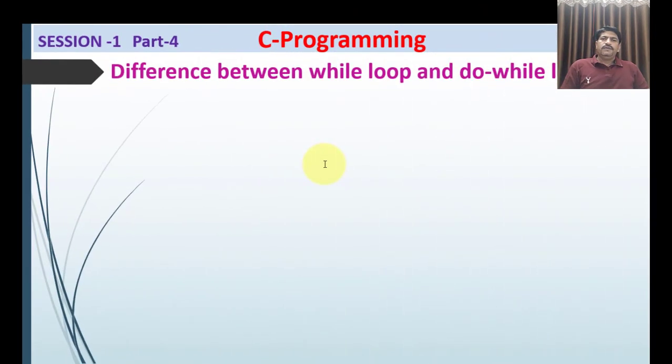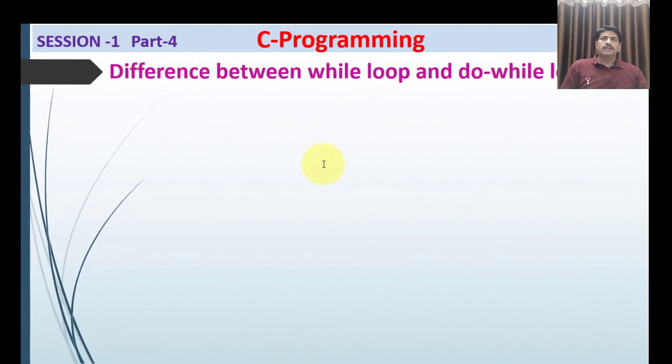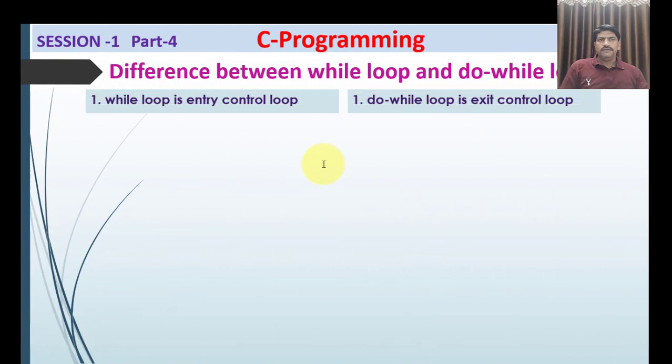Okay, so next, let's see the difference between while loop and do-while loop. The while loop is an entry level loop, that is an entry control loop, and the do-while loop is called an exit control loop.